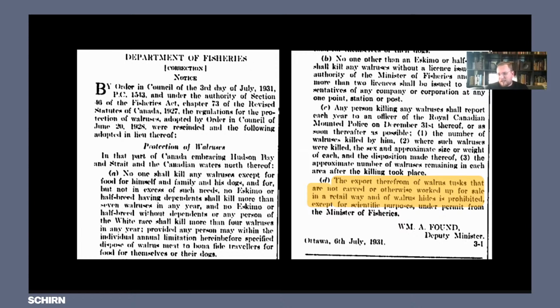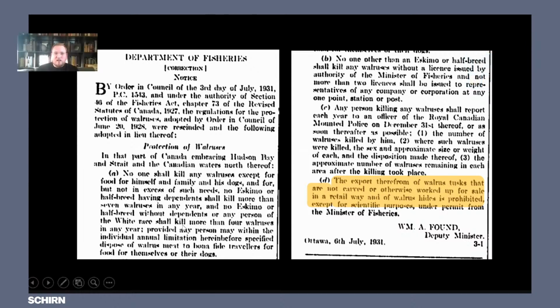to how they're protecting walruses, and they use very explicit racial terms. They say no Inuk or any person of indigenous ancestry is allowed to kill more than 7 walruses in 1 year, etc. And any person of the white race shall kill no more than 4 walruses in any year. But there are also various exceptions, and one that's interesting for our concerns is this provision, which in D says that the export of walrus tusks can only happen if they're carved or worked up for sale in a retail way.